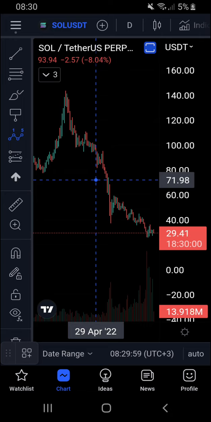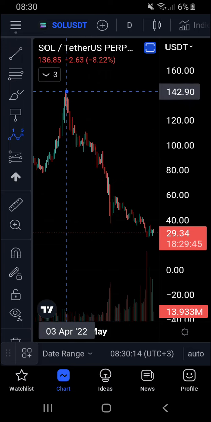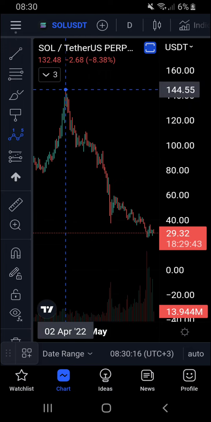I'm gonna give you my TA on Sol, and I think Sol has lower targets, 22 to $24 range possibly. If we look at the high over here, the peak of Sol, it's around the $140.